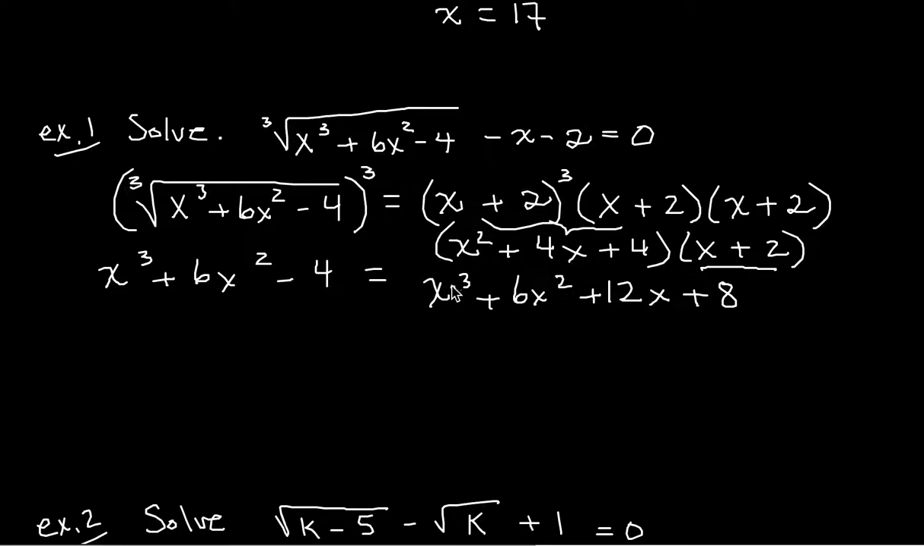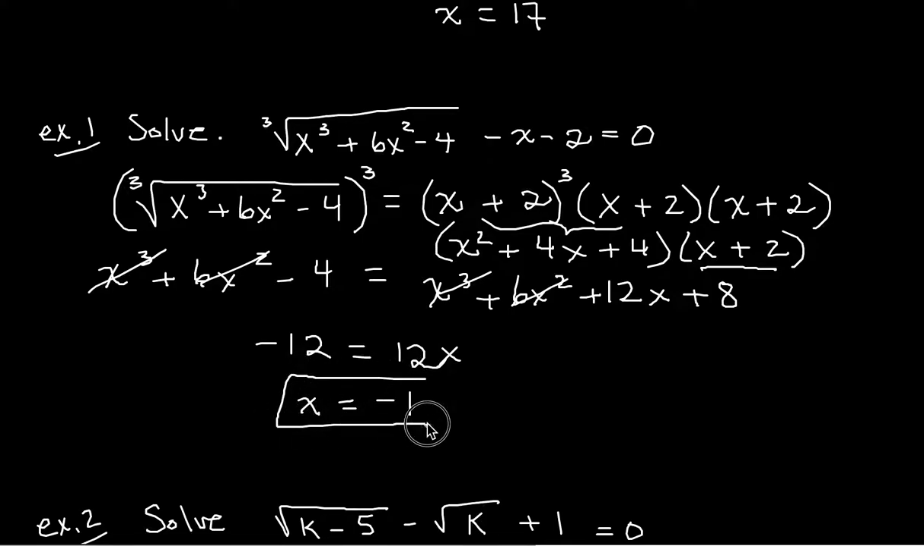Now we're going to simplify. The x cubes cross each other out. The 6x squareds even cross out, which is nice. They make these problems so they turn out very, very nicely for you. And then I'm going to subtract 8 from both sides, and I'm going to get negative 12 equals 12x, and we get x equals negative 1.